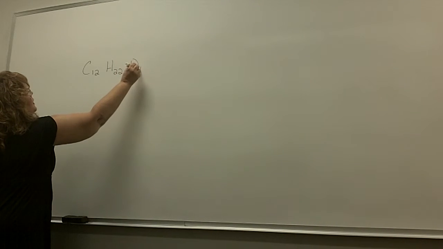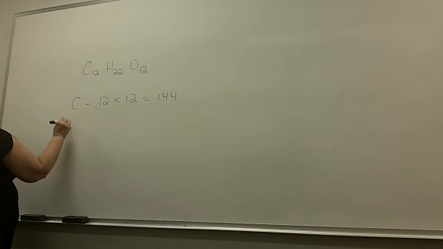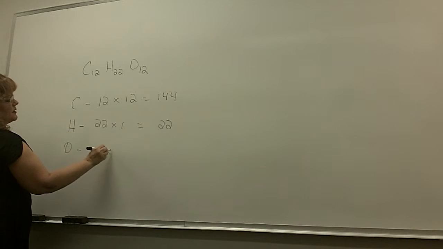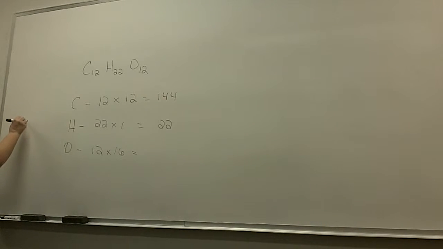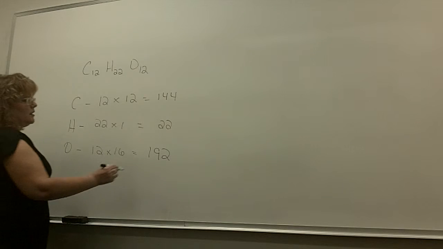Okay, so if I did give you a formula, how would I figure out the percent hydrogen in that formula? First, you're going to add up the weight. So we've got carbon, 12 at 12, which is 144. Hydrogen, we've got 22 at 1, which is 22. And oxygen, we've got 12 at 16, which is 192. Add all that up.